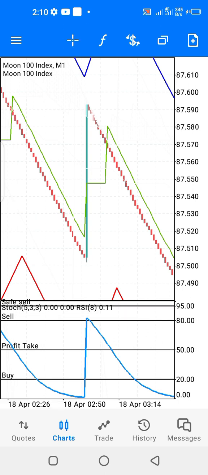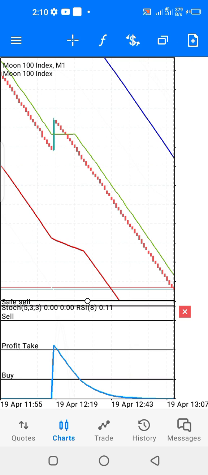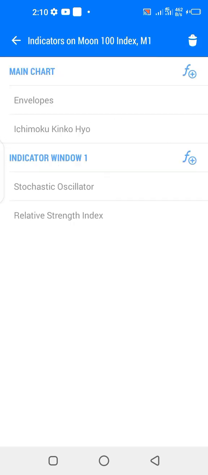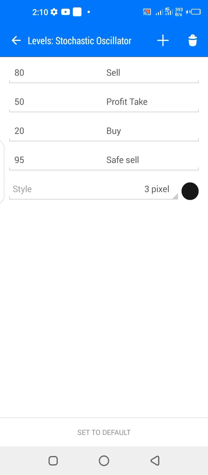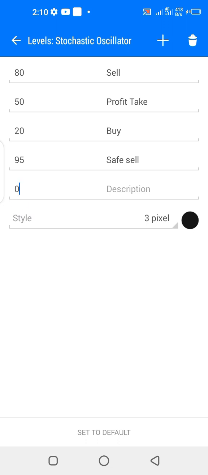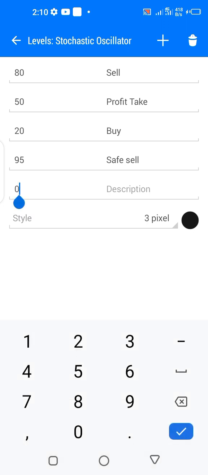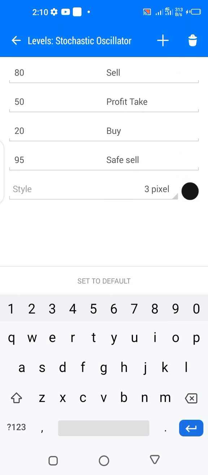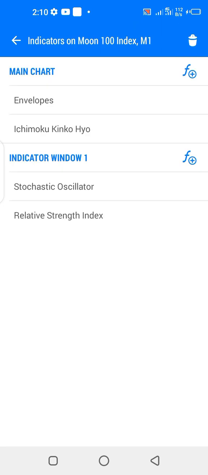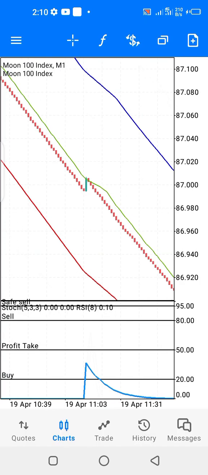To add this 95, you just have to click this F sign at the top of your screen. When you click it, come to stochastic oscillator, and then scroll down to the levels, press this pen sign on the levels, and then tap this plus sign you're seeing and add in 95 points. I'm not going to add any points, so I'm just going to delete it. Once you add the 95 points, you just press back and click done. Another point 95 will be added.